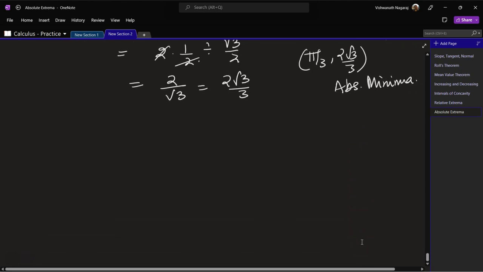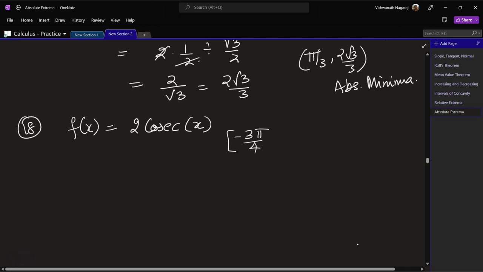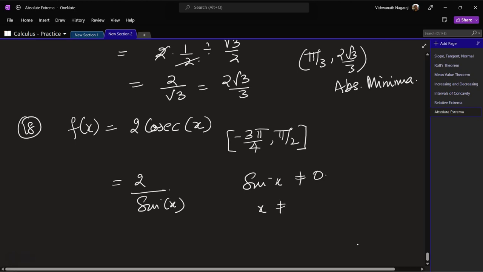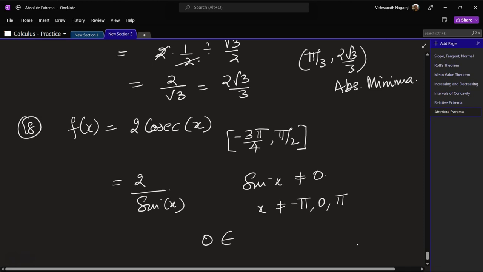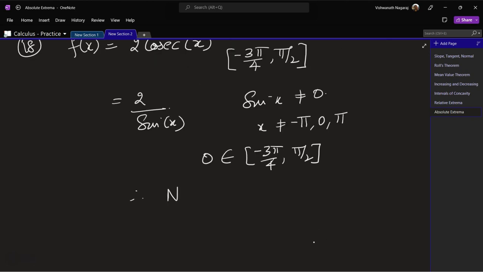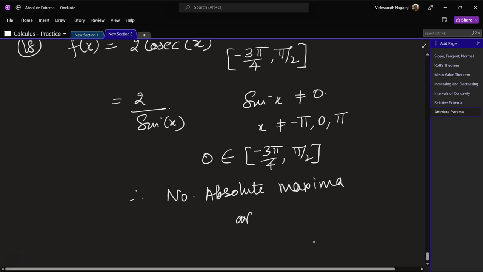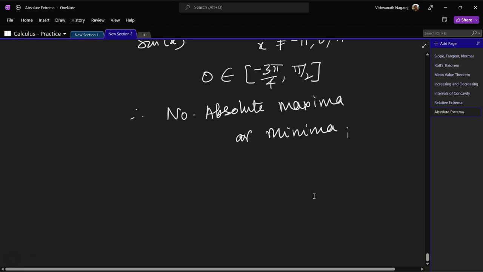Okay, last one, 18. f of x is equal to 2 cosec x in the interval minus 3 pi by 4 to pi by 2. Now this can be written as 2 by sin x. Sin x cannot be equal to 0, which means x cannot be equal to minus pi, 0 or pi. Now here if you notice, 0 belongs to the interval minus 3 pi by 4 to pi by 2. So therefore no absolute maxima or minima, that is, no absolute extrema. That's it.